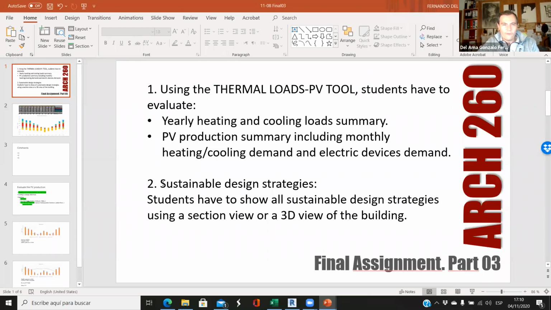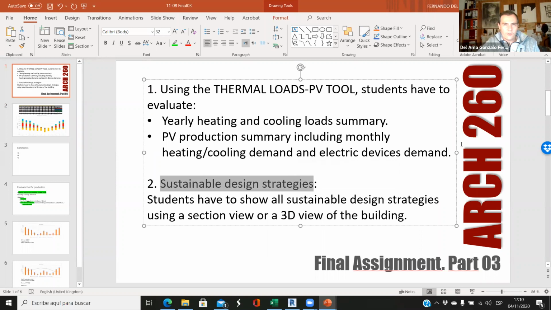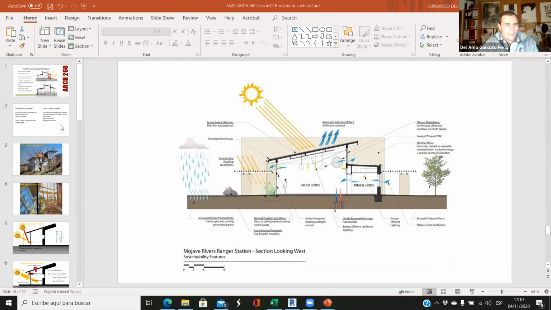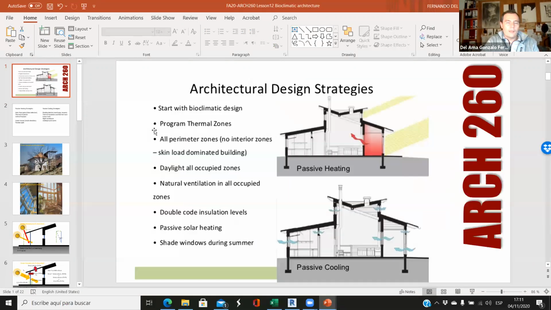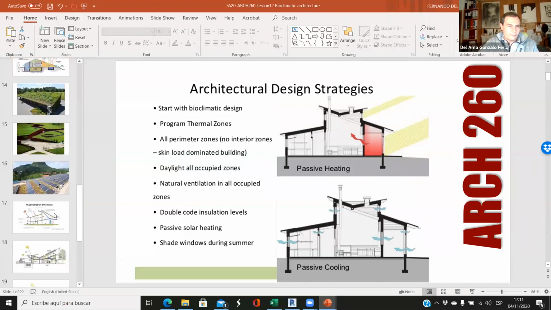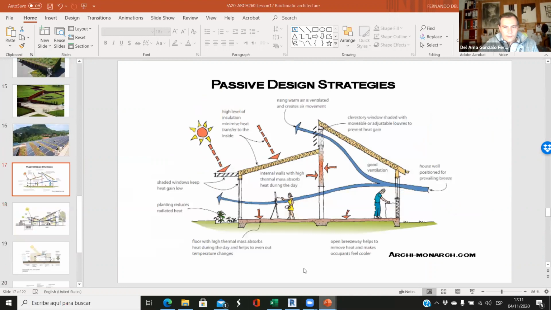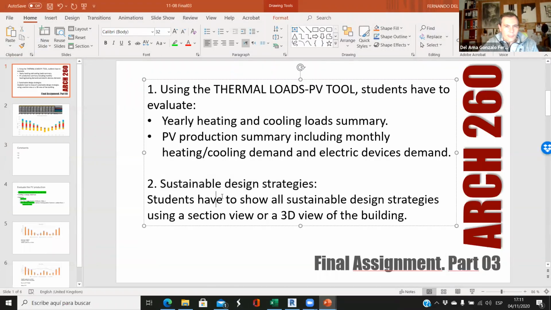So we need to convey these sustainable design strategies. We have already calculated and analyzed, that's good. But for architects, it's not enough. We need to convey this information in a graphic, in a nice drawing. That's why I have uploaded some examples here about architectural design strategies. So you have different drawings, and this is what is written in the statement.